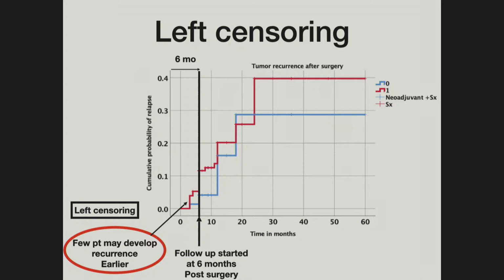Then left censoring: usually in patients with Crohn's disease who underwent surgery, we follow them up at 6 months. They may develop a recurrence before 6 months. Or sometimes after cancer surgery, the patient's first follow-up time may be at 3 to 6 months, and the patient may develop a recurrence before 6 months or 3 months itself. So this is called left censoring.